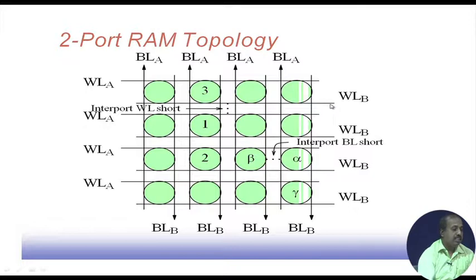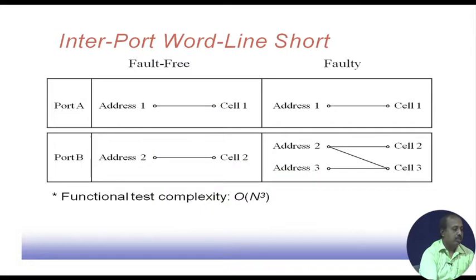Now, there can be an inter-port word line short, where the two lines are shorted, that is WLB getting shorted with WLA. Another possibility is an inter-port bit line short, where bit line B is getting shorted with bit line A. This type of fault is known as a multi-port fault or inter-port fault.